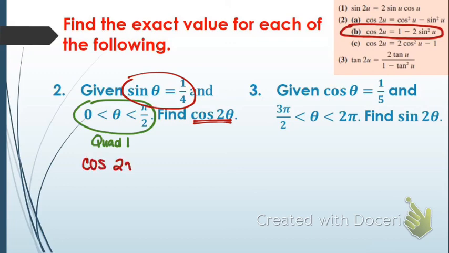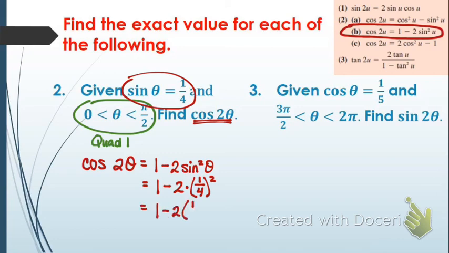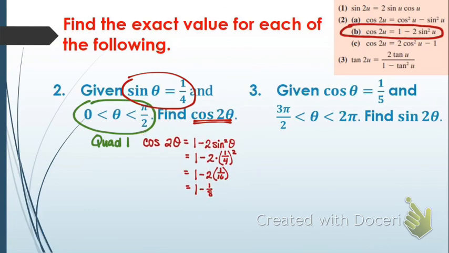We're going to do cosine of 2 theta is equal to 1 minus 2 sine squared theta. Sine theta is 1/4, and I need to square that. What's 1/4 squared? 1/16. So what's 2 times 1/16? 1/8. 1 minus 1/8? 7/8. So cosine of 2 theta is equal to 7/8.